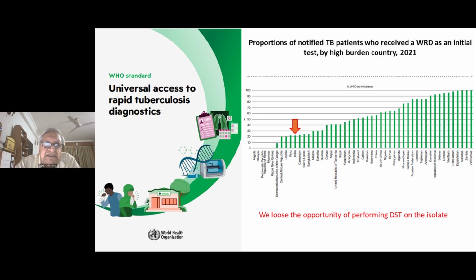In a recent publication from WHO talking about universal access to rapid tuberculosis diagnosis, they indicate that in India, only 20% of the diagnoses in 2021 were made using molecular methods, while even countries like Zimbabwe have about 100% molecular diagnosis. This actually means not only that we are not diagnosing quickly enough, but we are also losing the opportunity to perform DST on the isolates if we are making the diagnosis on the basis of smear microscopy.